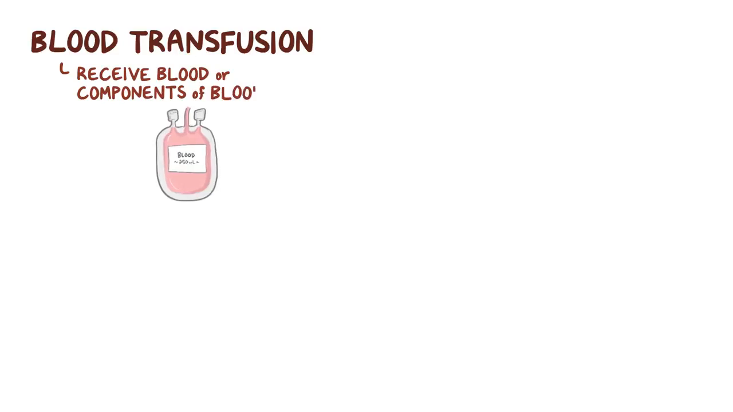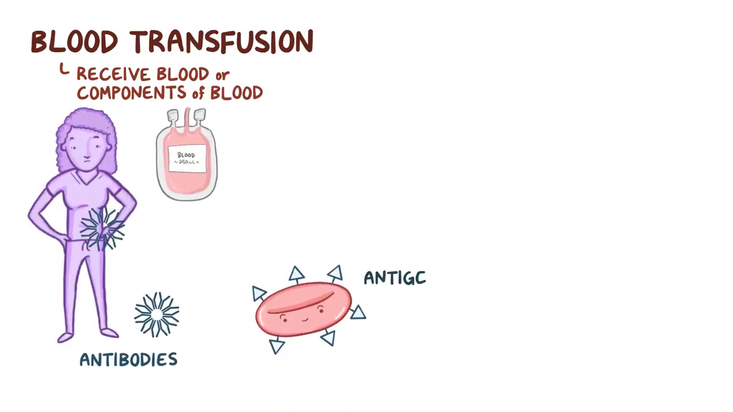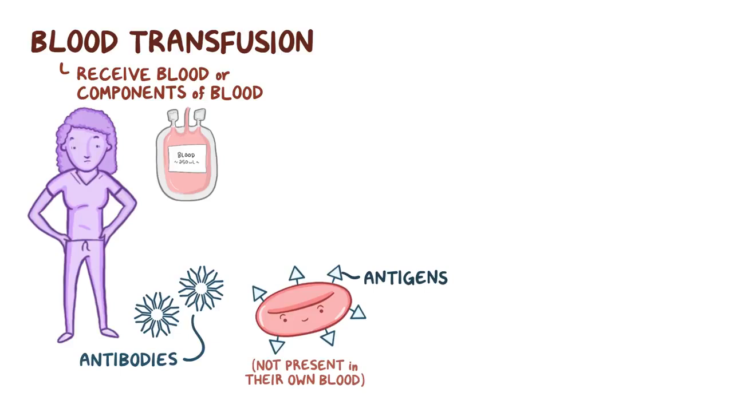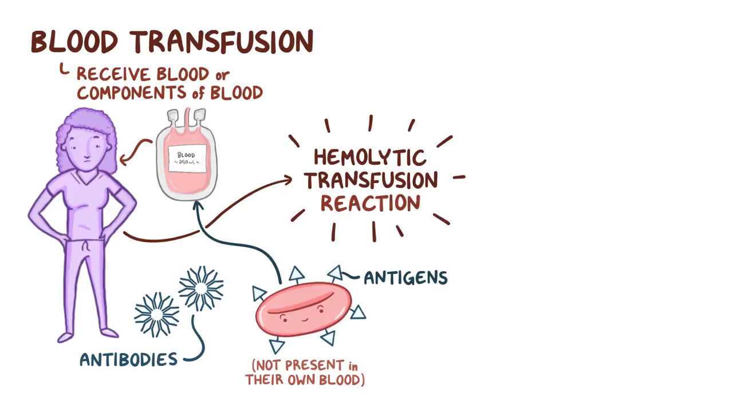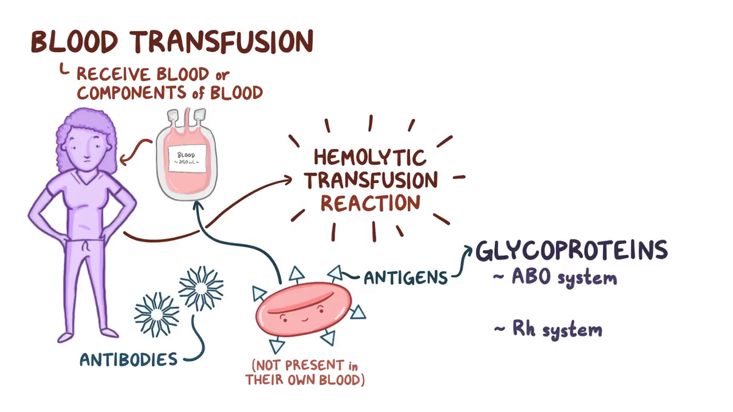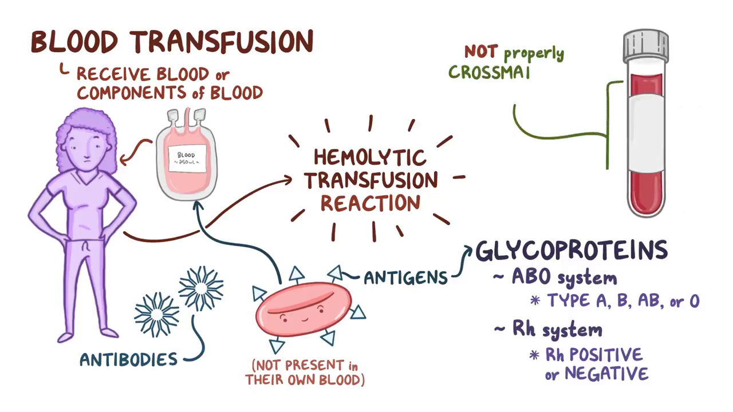Alright, as a quick recap. Blood transfusion is a procedure where a person receives whole blood or components of blood. A person develops antibodies to the antigens not present in their own blood, so if they receive blood containing that antigen, it will trigger a hemolytic transfusion reaction. The antigens are glycoproteins on red blood cells that would be classified into the ABO or Rh system. In the ABO system, people are either type A, B, AB, or O, and in the Rh system, they're either Rh positive or negative. If blood is not properly cross-matched and typed, you might just end up with a hemolytic transfusion reaction.